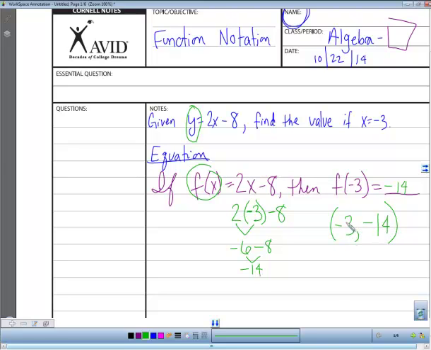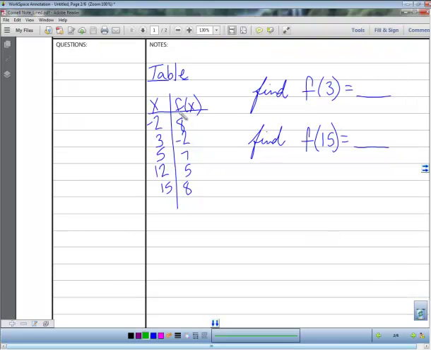Okay, another way that we can see these function values is in a table. So we're finding function values. It says find f of 3. So we're finding the function value when x equals 3. That's what this right here means. So I go to my table and I see where 3 is, and I figure out what my value of f of x is, which all that means is y, and I see that my f of x or my y is negative 2. So f of 3 equals negative 2.